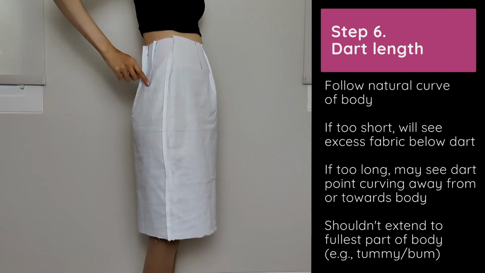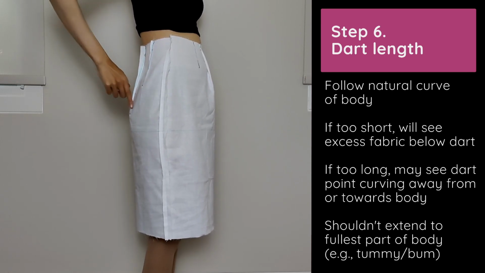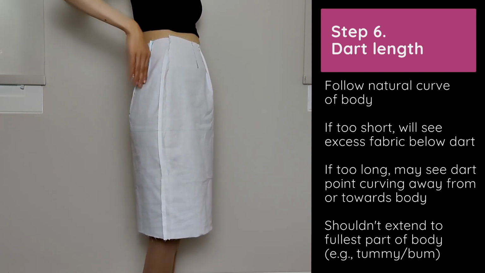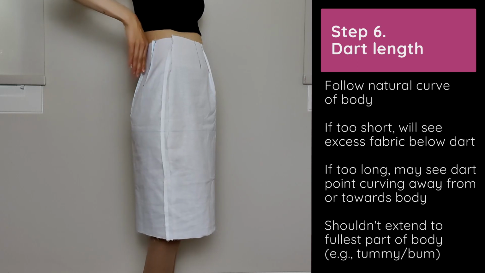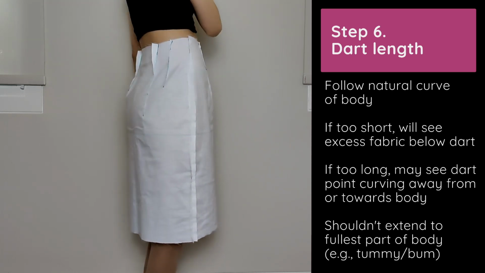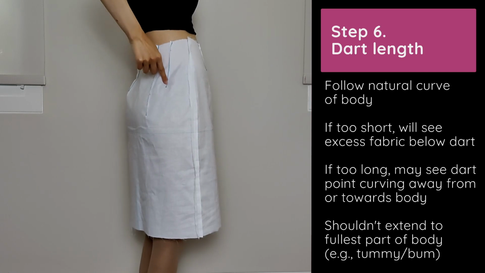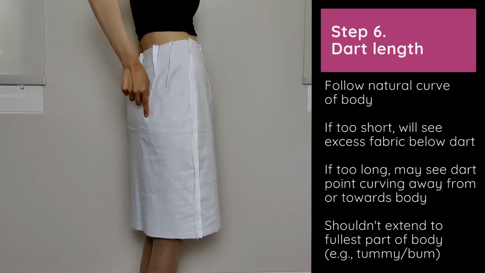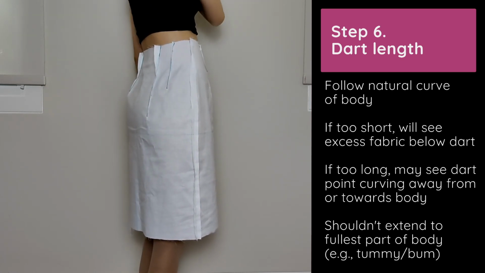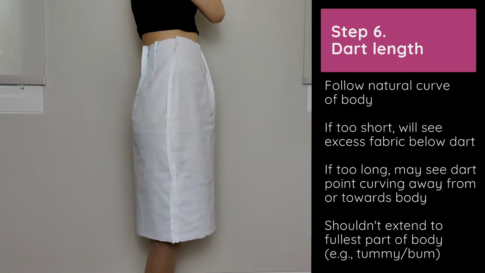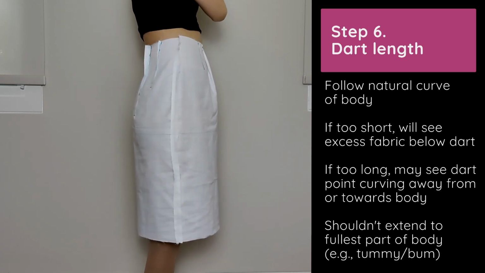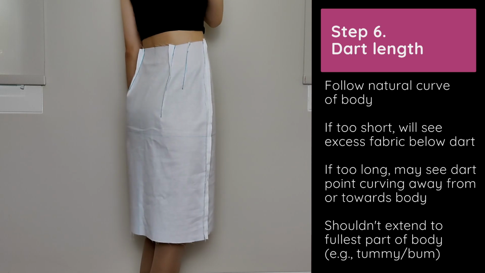On the other hand, if the dart is too long, you should see the dart poking into your body or curving away from it. Either way, it's not following the natural curve of your body, and this can be a little tricky to see. This indicates that the length may be too long. You can restitch the dart shorter on your prototype to see if that helps before making the change on your skirt blocks. If it doesn't, then the length is likely good as is.